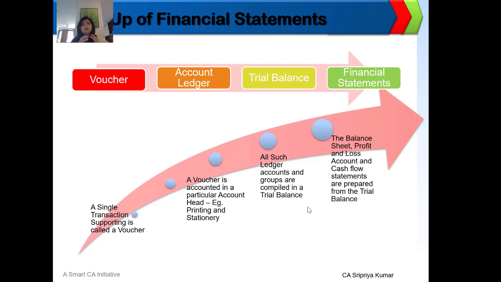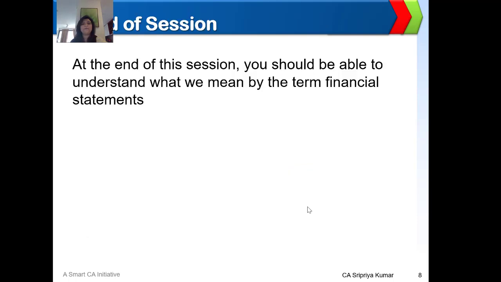Then these accounts are grouped and they are compiled into something called a trial balance. So for example, your trial balance will have rent as a main account. In that you can have rent Chennai, rent Bombay, rent Calcutta, rent Delhi, whatever. So they're grouped together in something called a trial balance. And then from my trial balance is where I prepare my financial statements in accordance with the applicable law. So if I'm doing the financial statement preparation for a company, then it has to be in Schedule 3 format. So that's financial statements for you.